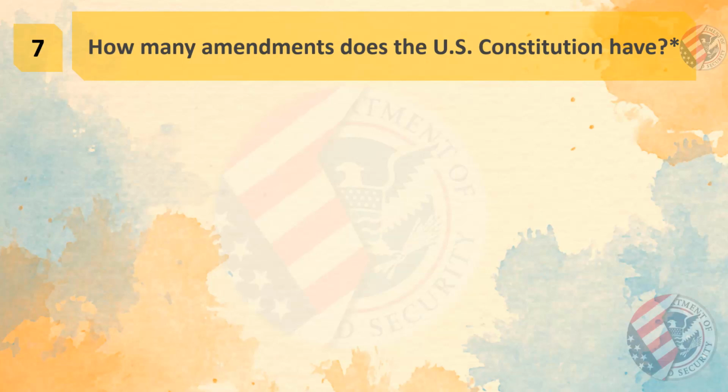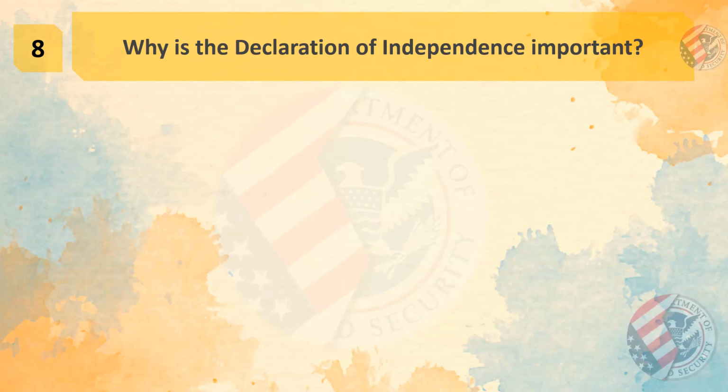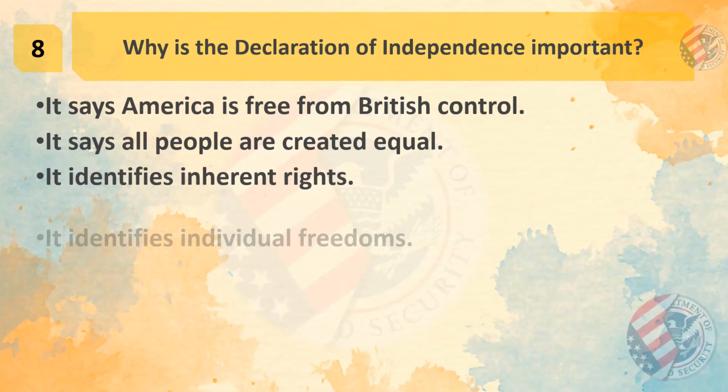How many amendments does the U.S. Constitution have? 27. Why is the Declaration of Independence important? It says America is free from British control. It says all people are created equal. It identifies inherent rights. It identifies individual freedoms.